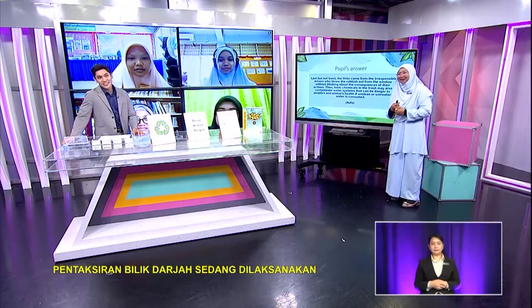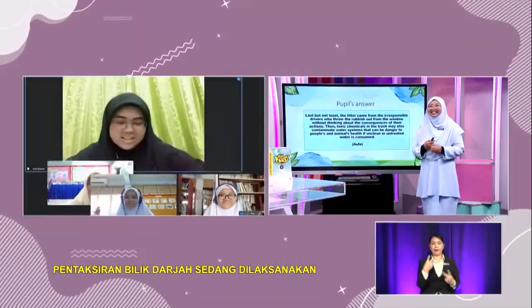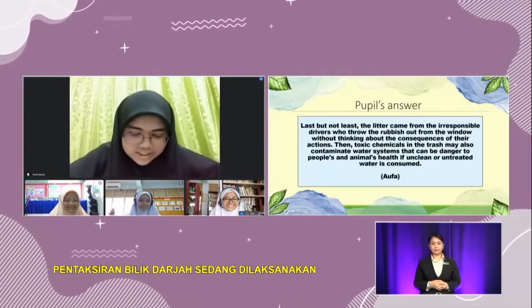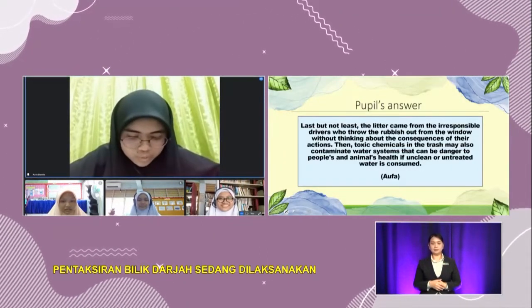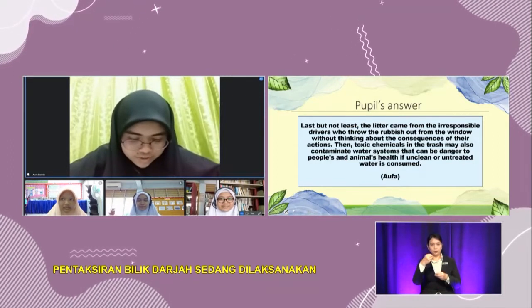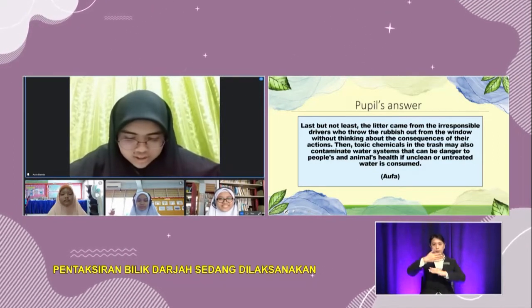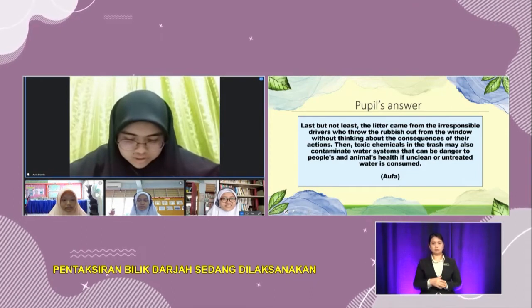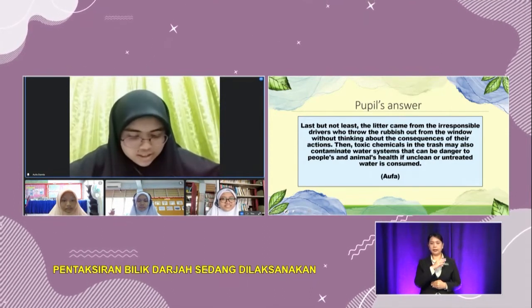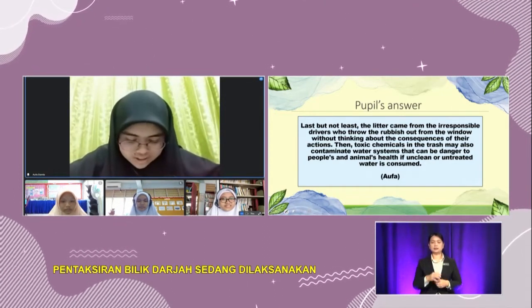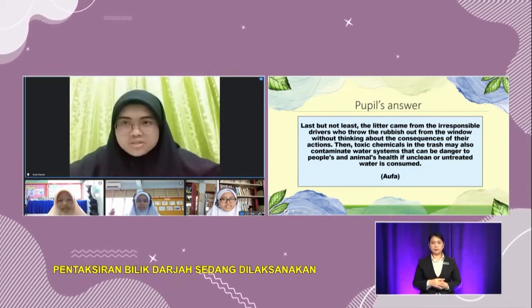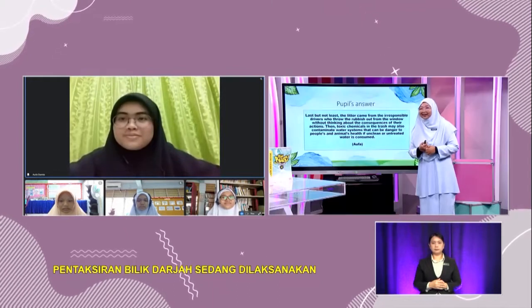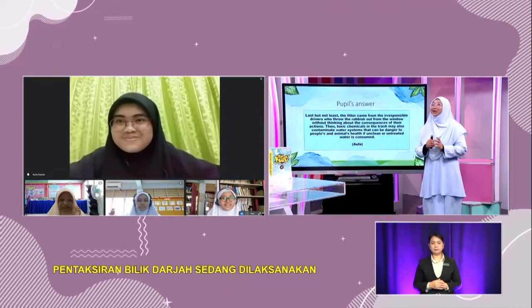Wow, this one's quite long, Alpha. Last but not least, the litter came from the irresponsible drivers who throw the rubbish out from the window without thinking about the consequences of their actions. Then, toxic chemicals in the trash may also contaminate the water system. That can be dangerous to people's and animals' health if unclean or untreated water is consumed. Quite detailed, which is very good.